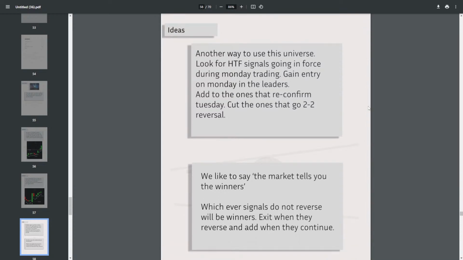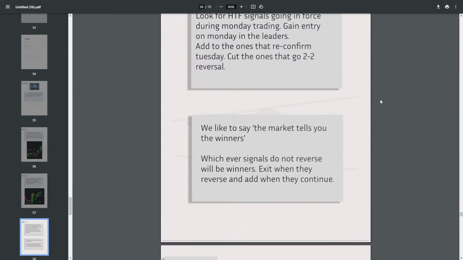Another way to use this universe is look for higher time frame signals in force during Monday's trading, using that Monday day to gain entry on Monday in the leaders. And then you can add to the ones that reconfirm Tuesday and cut the ones that go 2-2 reversal. The reason we would like to do it like this is because we like to say this: the market tells you the winners. You do not tell the market the winners. So whichever signals do not reverse will be winners, period, because they're still going up. You want to exit when they reverse and you want to add when they continue. Because if you add to the winners, once you get the really big move like that utility move, you can make your whole year in one trade.